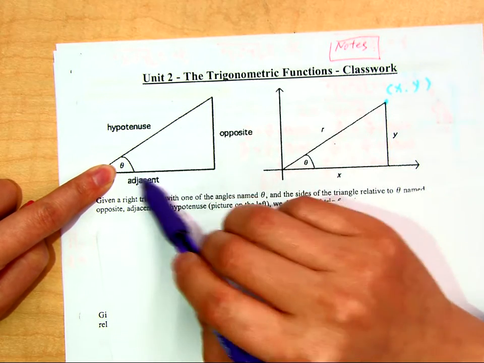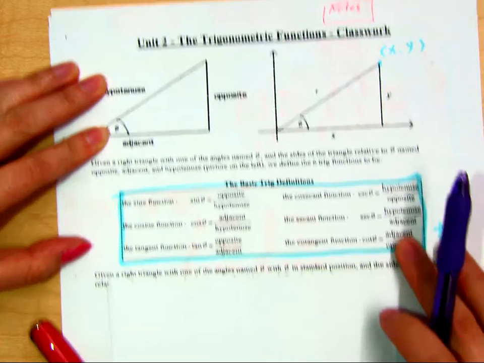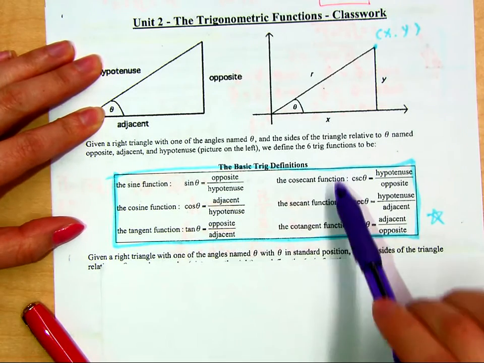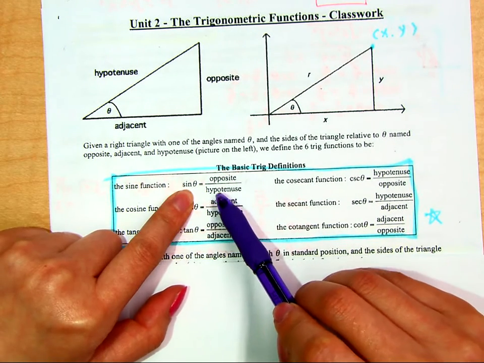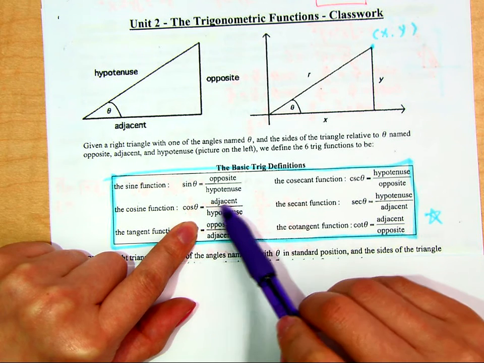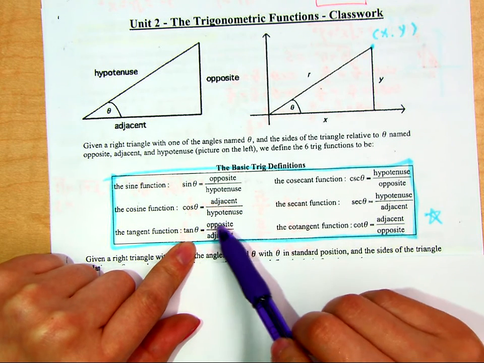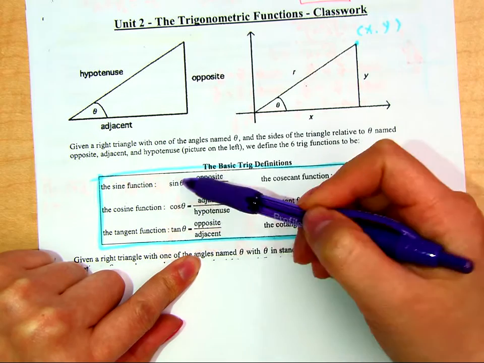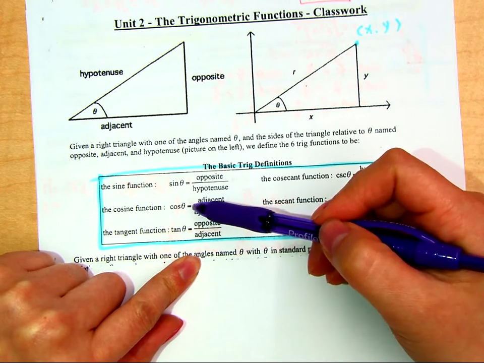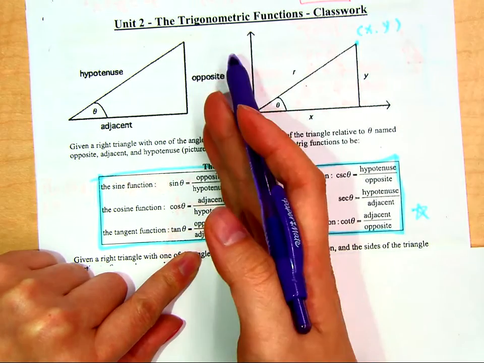Based on these right triangles, we have a formula to find all the 6 trig functions. The first one, sine is always opposite over hypotenuse, and the cosine is adjacent over hypotenuse. Tangent will be opposite over adjacent. These 3 are the basic functions. The other 3 you can just get from these 3.